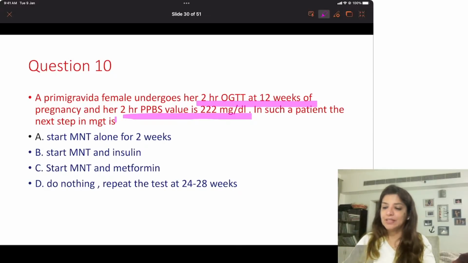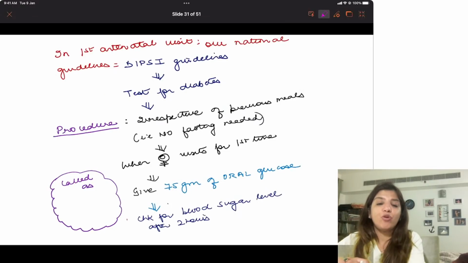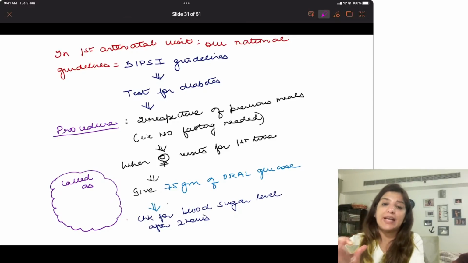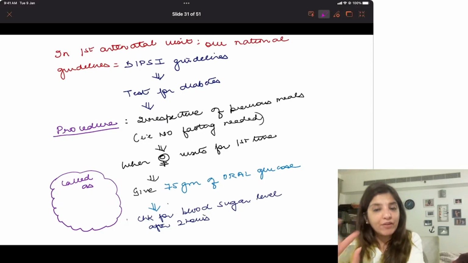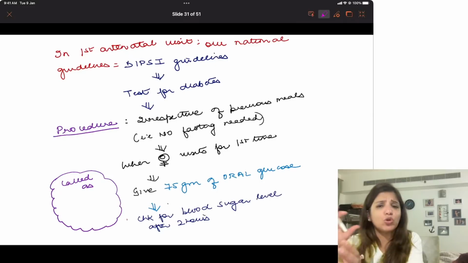Okay. Now, please remember that in India, we are following the DIPSI criteria, and as per the DIPSI guidelines, you have to do a screening in all pregnant females at the first antenatal visit. Right? So, whenever a patient comes to you for the first antenatal visit, you are going to go for the screening test. Right? And that is the same. You go for a single test, and that is the test which I'm going to tell you.